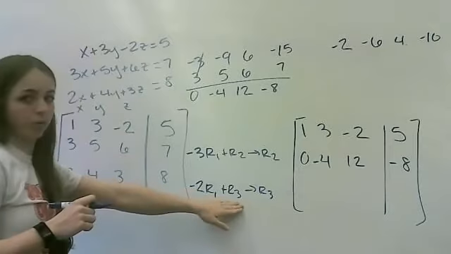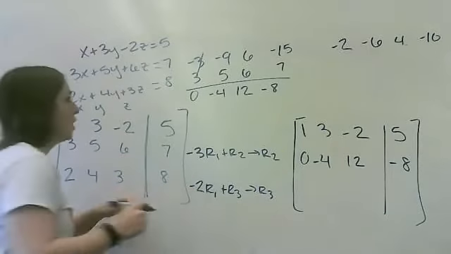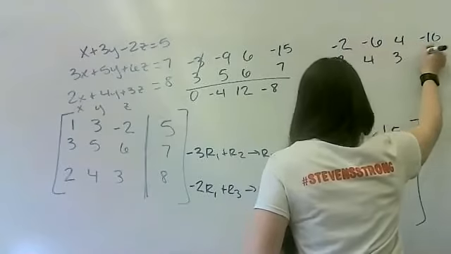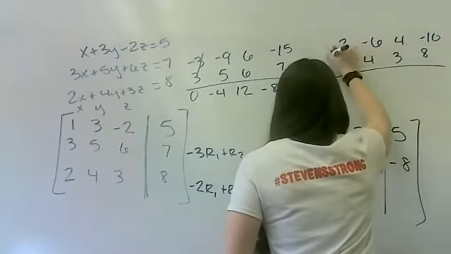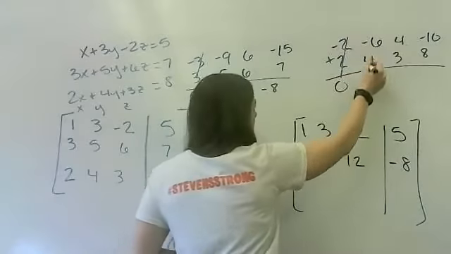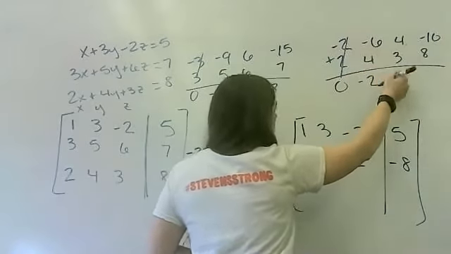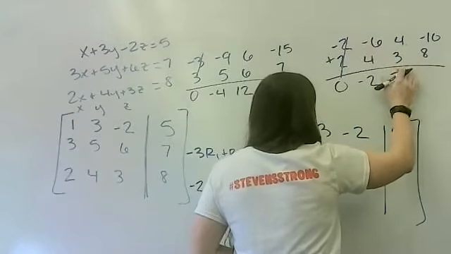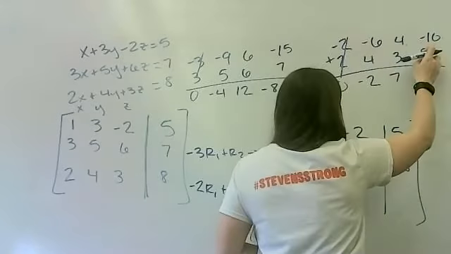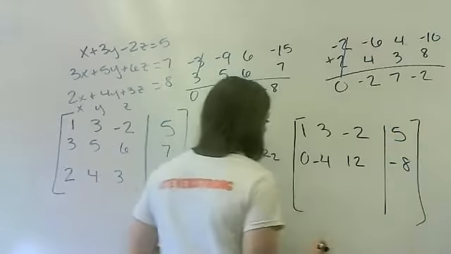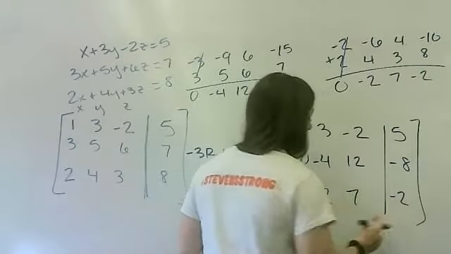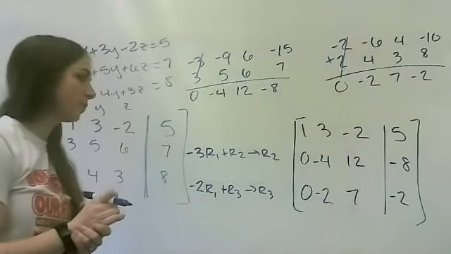Okay, so that was multiplying row 1 by -2. Now I'm adding it to row 3. So my row 3 pops up here to be 2, 4, 3, and 8. Add those up: 2 and -2 cancel to be 0. -6 plus 4 is -2, 4 plus 3 is 7, and -10 plus 8 is -2. So I get 0, -2, 7, and -2.